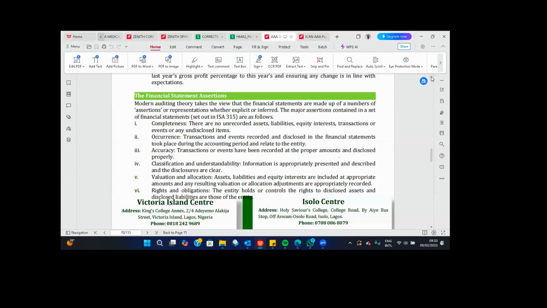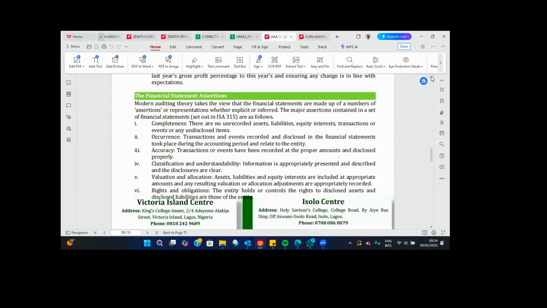But in the case of classification and understandability, which relates to assertion based on presentation and disclosure, what we are saying here is that information is appropriately presented and described, and disclosures are clear. Presentation and disclosure is talking about information needing to be clearly stated and understood by the users of the financial information. Are we together?